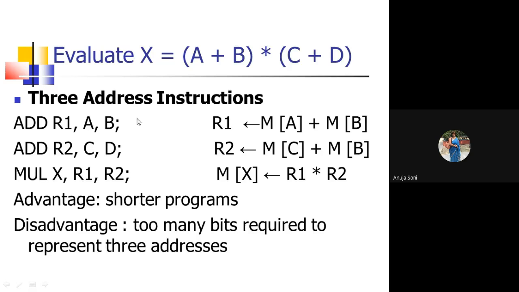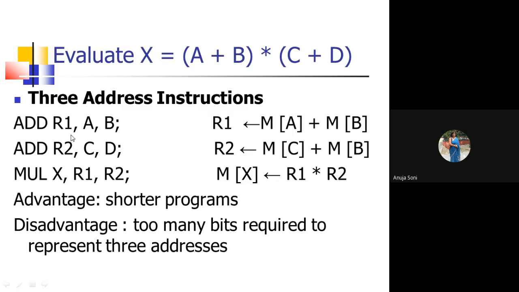M of A, one of the operands, is stored at the address specified by A. A is the address of the operand stored in the memory, and B is the address of the operand stored in the memory. So M of A will be added to M of B, and the result will be stored back to R1. R1 will work as your destination register. So this way A plus B will be performed.